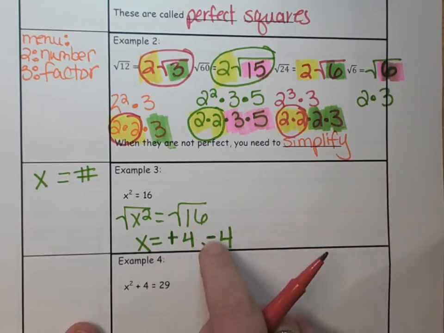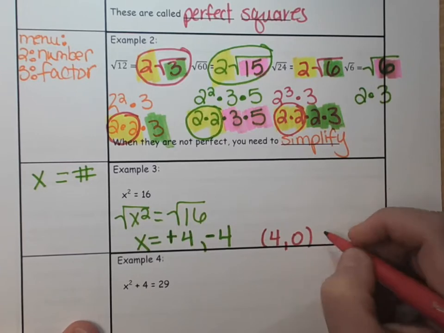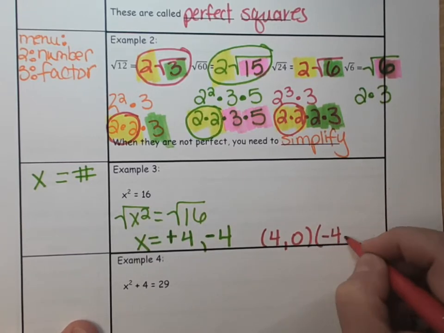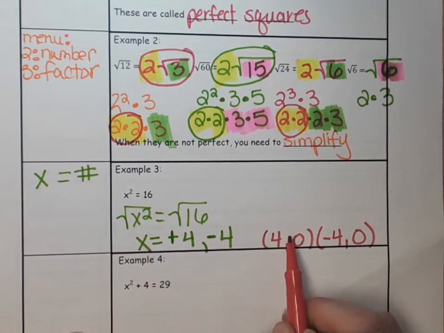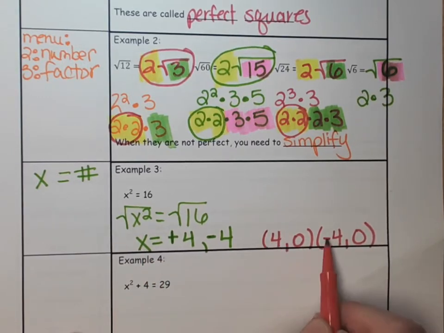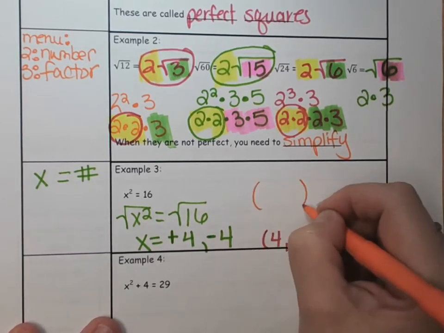So if I write this as an ordered pair, I would put 4, 0, and I would write negative 4, 0. Here's my x value. Here's my ordered pair. Remember, sexy, x, y. And the last thing I can do is write it as a factor.